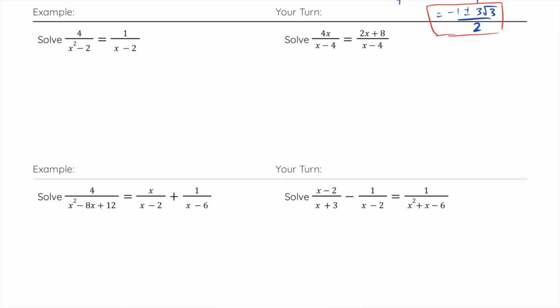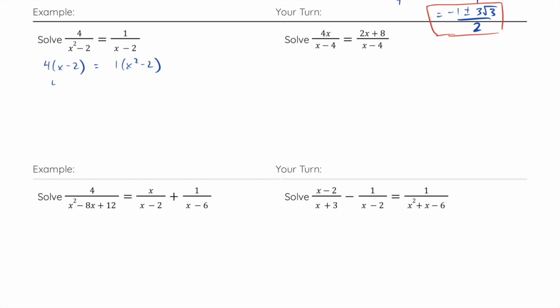In this scenario, we have two fractions equaling each other, and we don't have a third fraction complicating things. So at this point here, cross multiplication would be an appropriate method. So really, we multiply both sides by x squared minus 2 and multiply both sides by x minus 2. So we end up with 4 times x minus 2 equal to 1 times x squared minus 2.